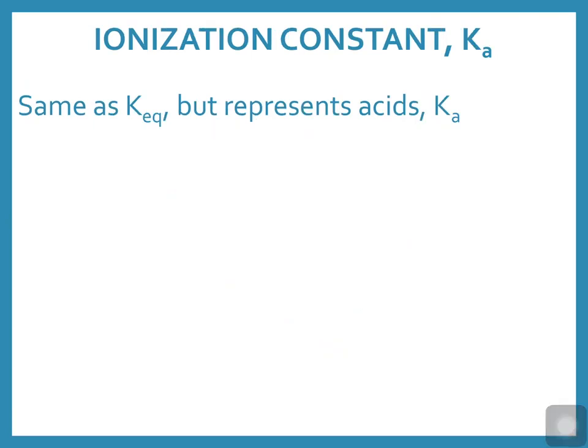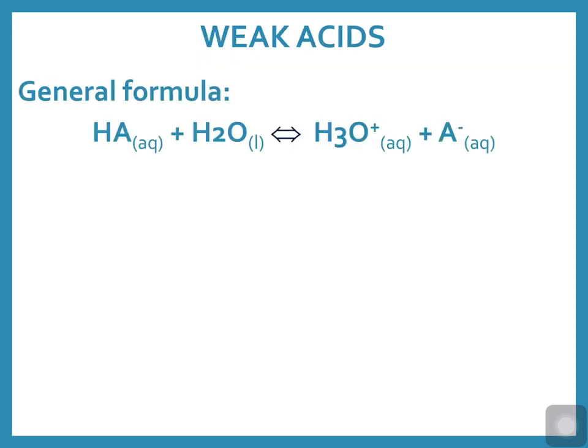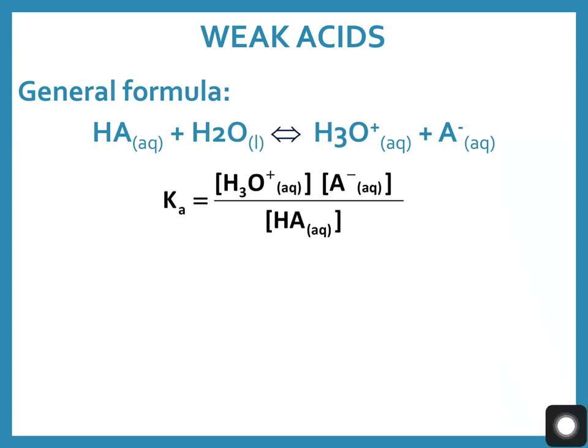Okay, so our ionization constant for acids is Ka, and it's similar to Keq, except that we don't use water. So our general formula, once again, HA plus water becoming hydronium ion and A minus. That is our acid and then conjugate base. So Ka is equal to the concentration of the products over the concentration of reactants, and we don't use anything in the pure state, so water as a liquid we don't include. That's the difference between Keq and Ka.